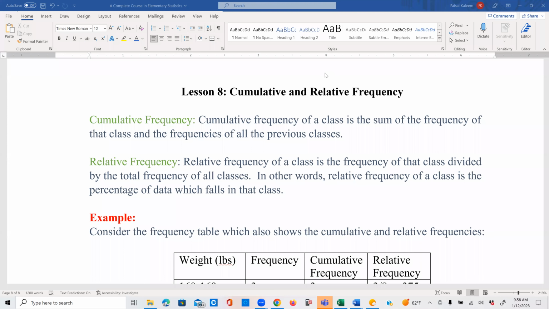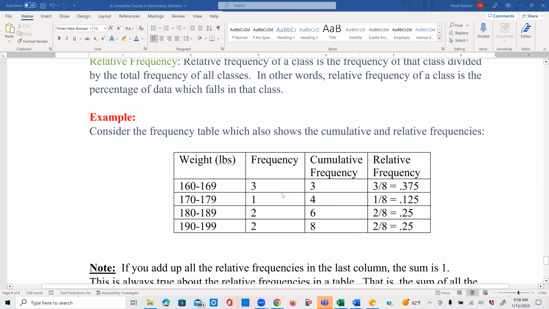Cumulative and relative frequency. Cumulative frequency of a class is the sum of the frequency of that class and the frequencies of all the previous classes. So consider this table, which we made in the last lesson. The frequencies are 3, 1, 2, and 2. So the cumulative frequency of the first class is just itself, 3.